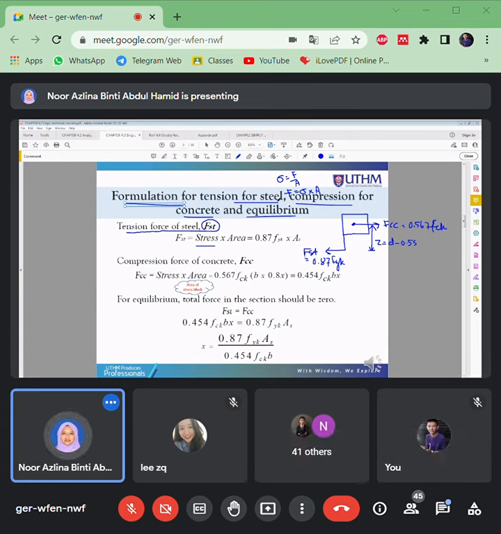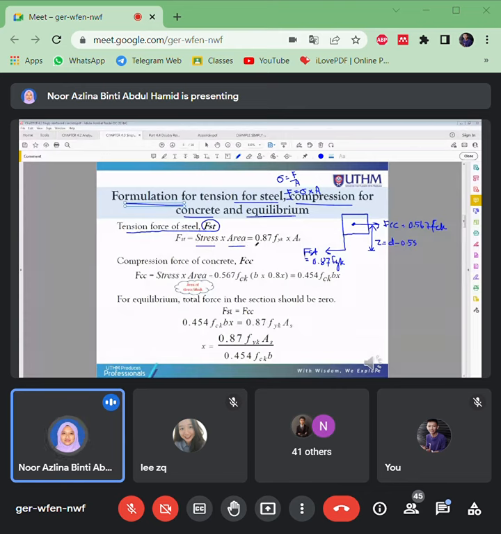Okay, so I repeat again. I might have lost you here. Stress is equal to F divided by A, which is force divided by the area. So that means force is equal to stress multiplied by the area. So for concrete, you have to multiply with the area of the concrete. For steel, you have to multiply the stress with the area of the steel. So for the steel here, stress multiplied with the area.